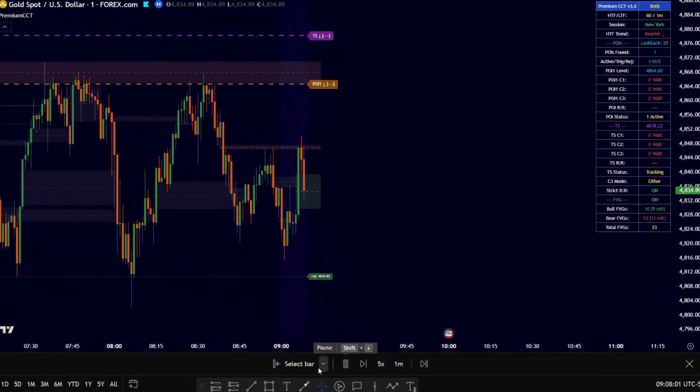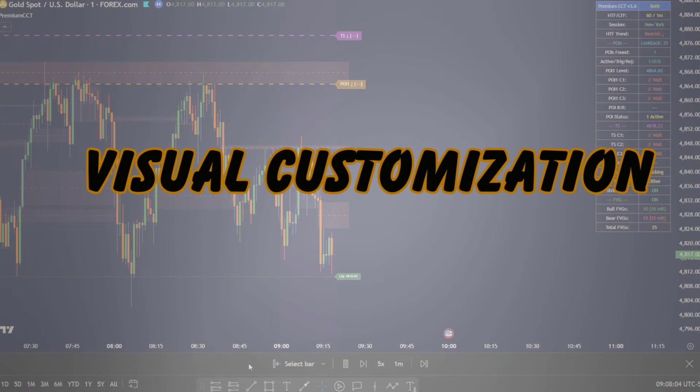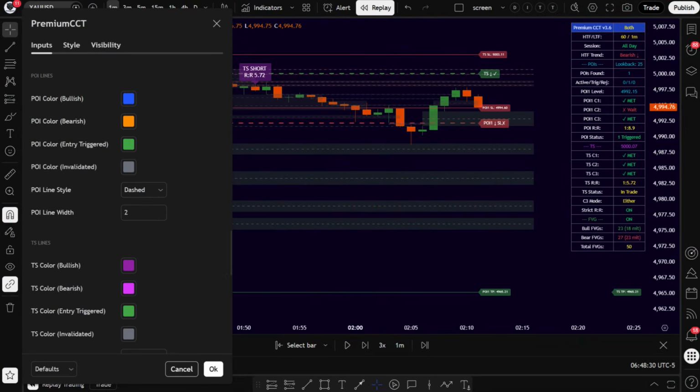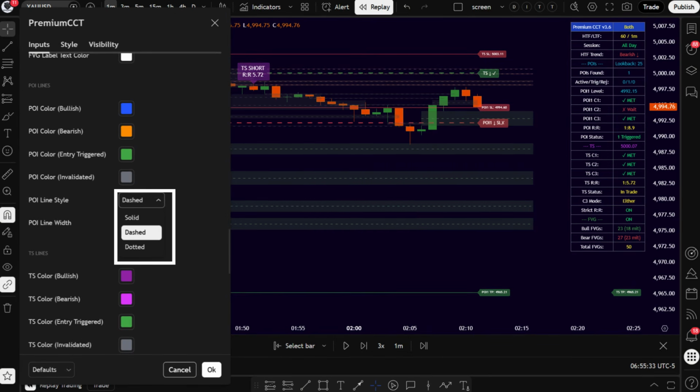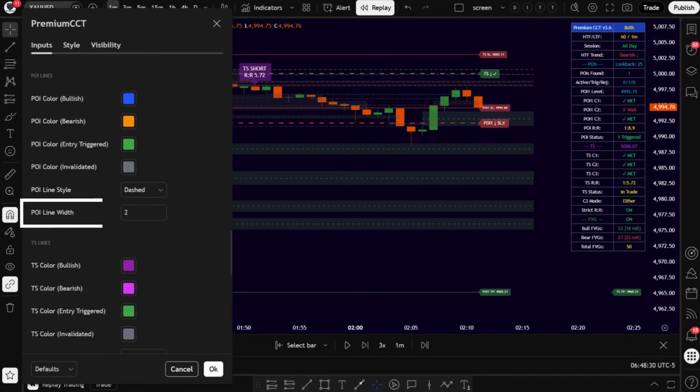The indicator offers extensive visual customization, so you can match it to your chart style and personal preferences. For POI lines, you can customize the color for bullish setups, bearish setups, triggered entries, and invalidated setups. The line style can be solid, dashed, or dotted, and line width ranges from 1 to 5 pixels. Active POIs are displayed in their assigned bullish or bearish color. Once an entry triggers, the line changes to green. If a POI is rejected due to risk-reward requirements, it turns gray.